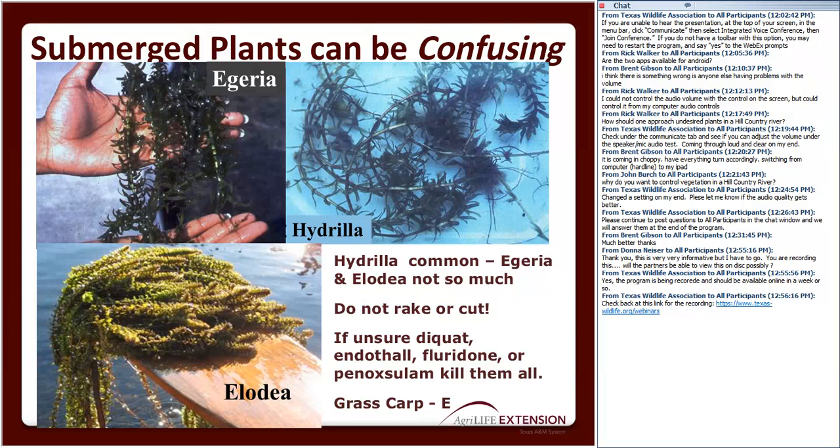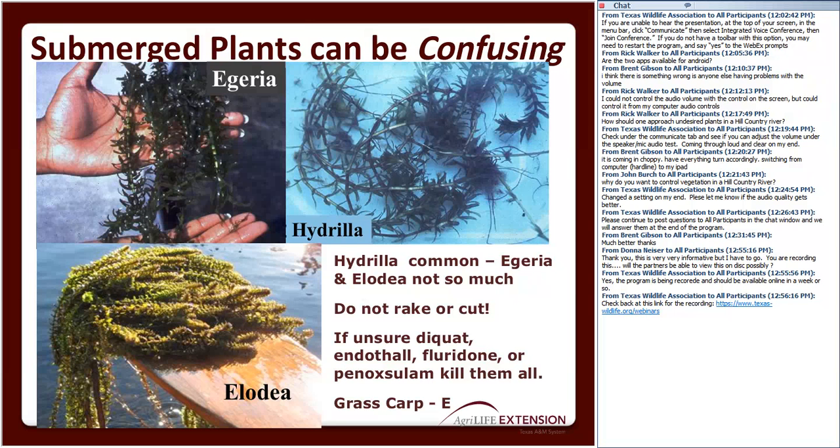Now, the reason why I've got these 4 herbicides listed down below is I've chosen these specifically because they work on all 3 of these species that look similar. So if you're unsure which one of these species you have, use diquat, endothall, fluridone, or penoxsulam. It kills all 3 species quite effectively. Typically, we're going to use diquat because, again, it's the lowest cost treatment option.